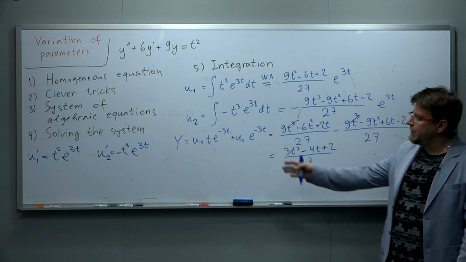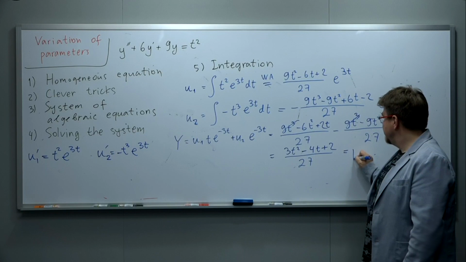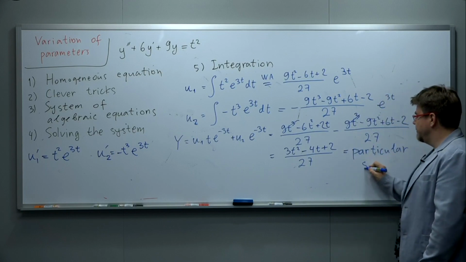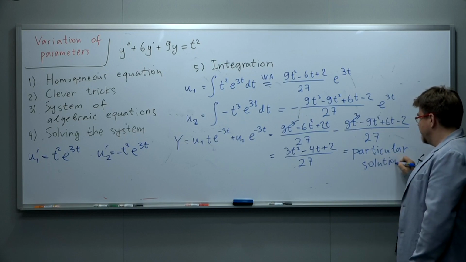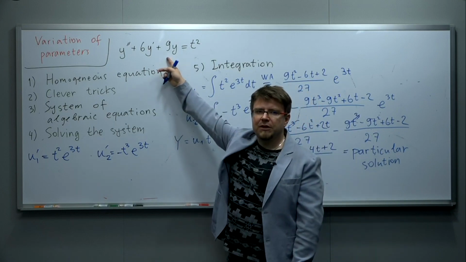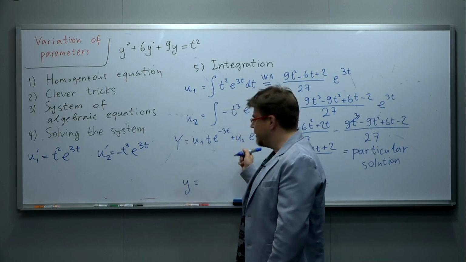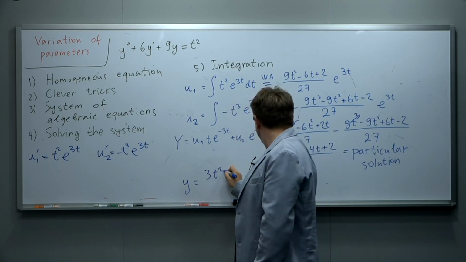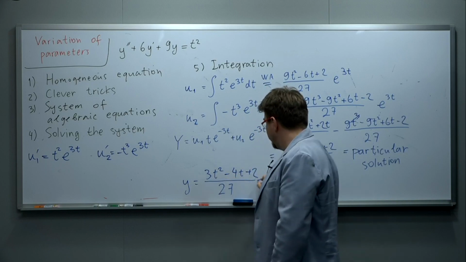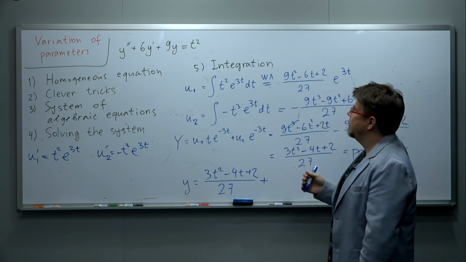Okay, finally, so this is a particular solution of the non-homogeneous differential equation. Recall that this is a particular solution, which means that the final answer, the general solution of this non-homogeneous differential equation, is going to be this particular solution, 3t squared minus 4t plus 2 over 27, plus the general solution of the corresponding homogeneous equation.